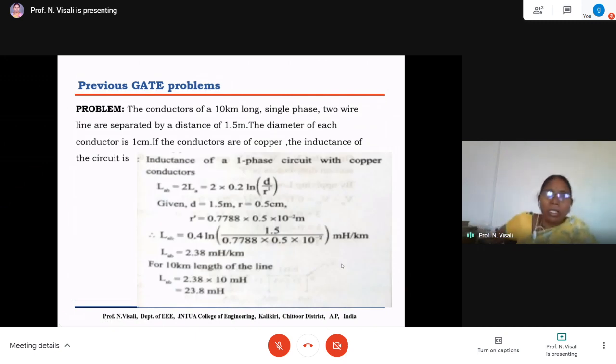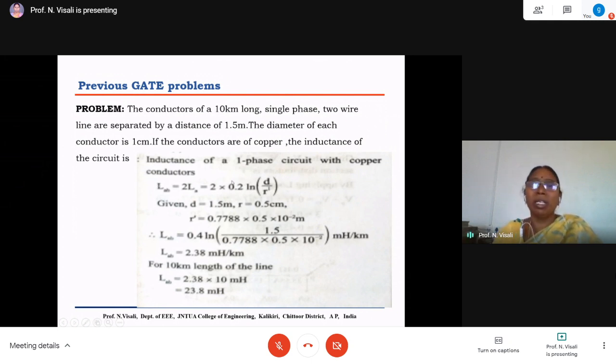Then another problem: two conductors of 10 kilometers long, a single-phase, two-wire line, are separated by a distance of 1.5 meters. The diameter of each conductor is 1 centimeter. If the conductors are of copper, the inductance of the circuit is. They ask you to find the value of inductance if the conductor's length is 10 kilometers, a two-wire line with a separation of 1.5 meters, each conductor diameter is 1 centimeter, and the conductor is made of copper.